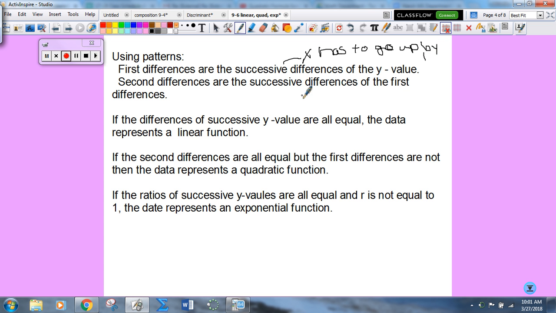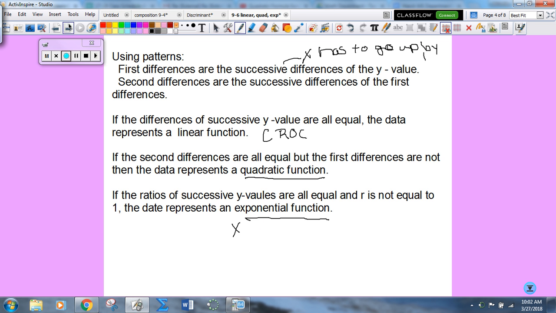That's what successive means. Second differences are the successive differences of the first differences. If the differences of successive y values are equal, it's linear. That means it has a constant rate of change. If the second differences are equal, but the first are not, then it's quadratic. If the ratios of successive y values are equal and r is not equal to 1, then it's exponential. So that's where we multiply.